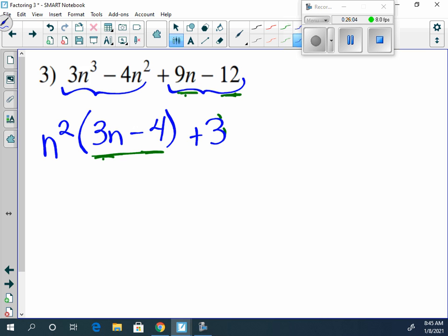If it was negative 9n and positive 12, well, we need to change the sign, yes? So how can I change the sign? By factoring out a negative. Because if it's negative and I factor out the negative, it becomes positive, and if it's positive and I factor a negative out, it becomes negative. And so what we have left over inside is 3n minus 4.